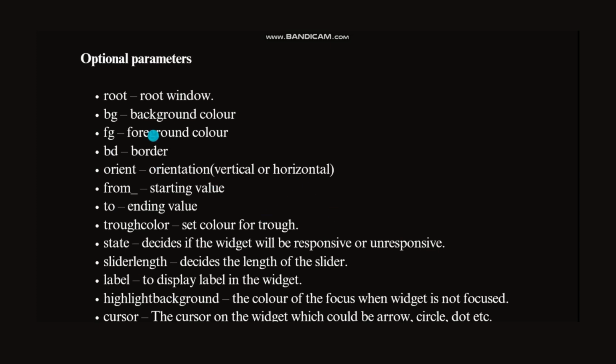You can see here, this is a root window, background, foreground, border, orientation, vertical, horizontal, as I said already, from starting value to ending value, trough color, set color for trough, state. You can use all these optional parameters as per your requirements and as per your vision. But as of now, we are not going to use so much of things. We are just going to learn how this code actually works, how this scale works, what it can bring a change in the projects or in any application as well.